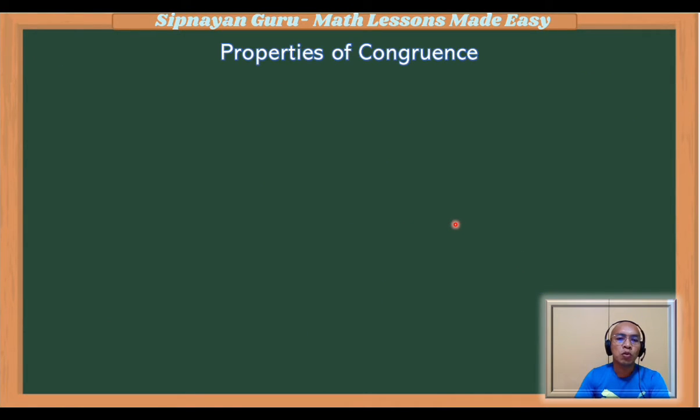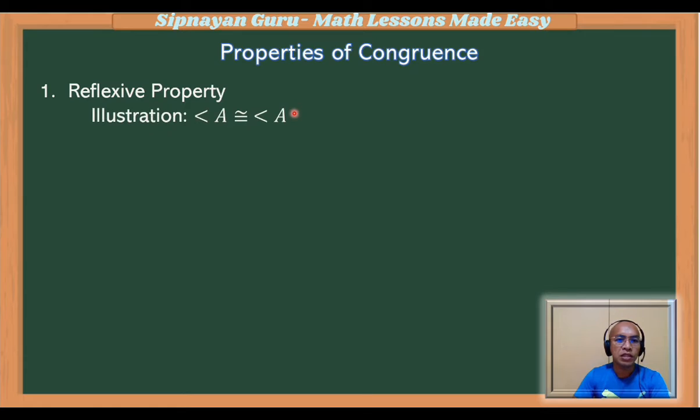These are the properties of congruence that will help us also prove that two triangles are congruent by applying the triangle congruence postulates. So first is the reflexive property. We all know that the reflexive property says a number or a quantity is equal to itself. So let's say angle A is congruent to angle A, or segment AB is congruent to segment AB.